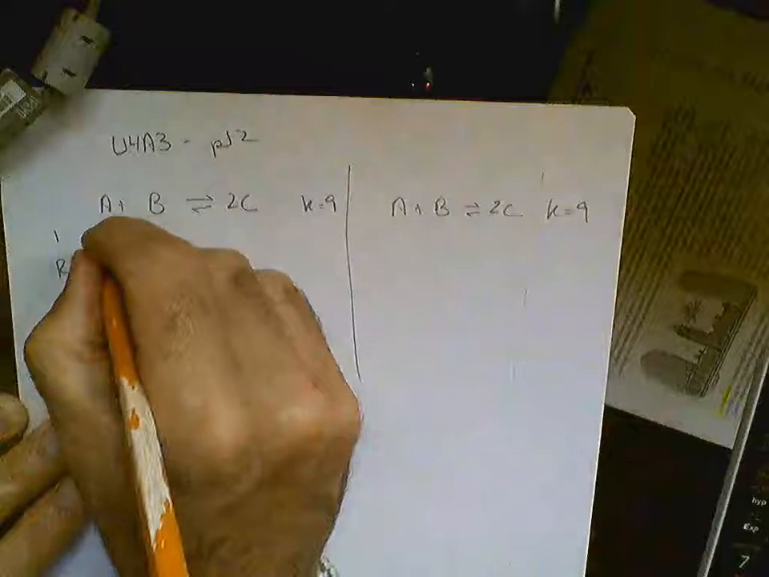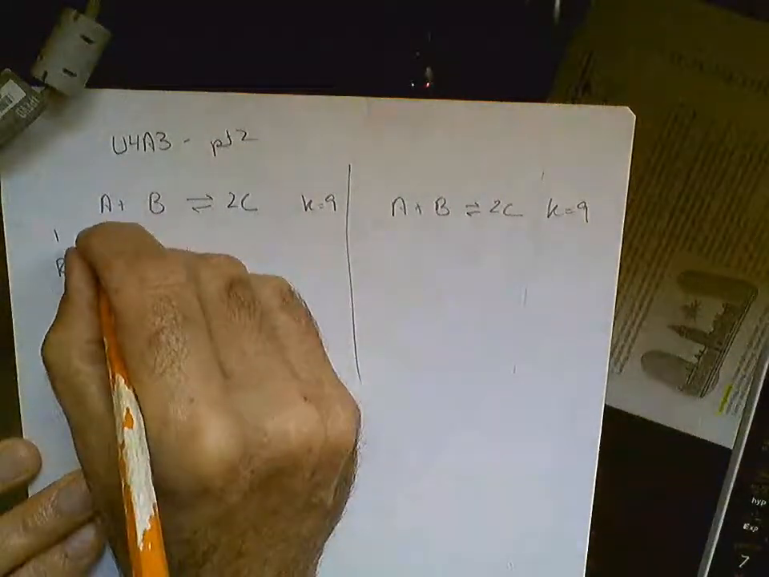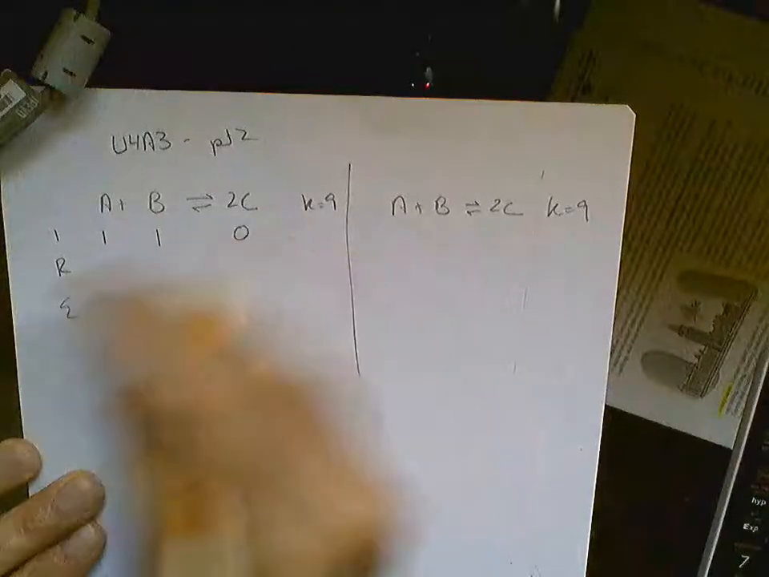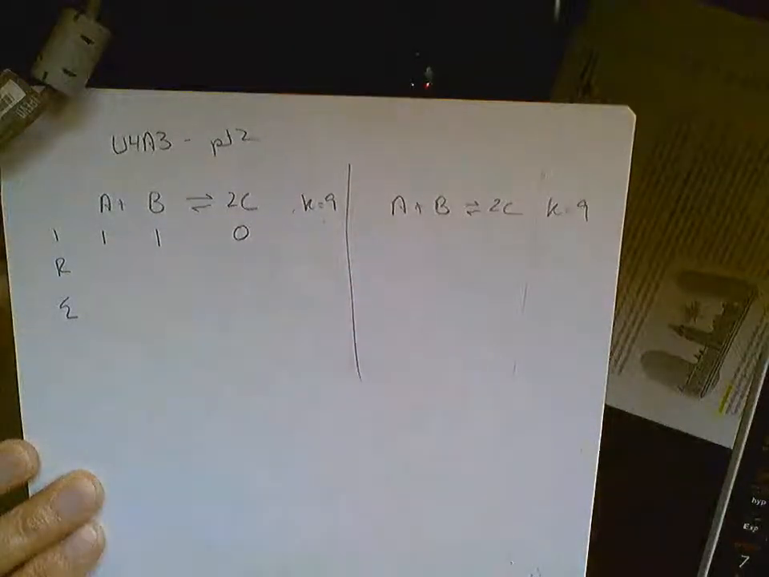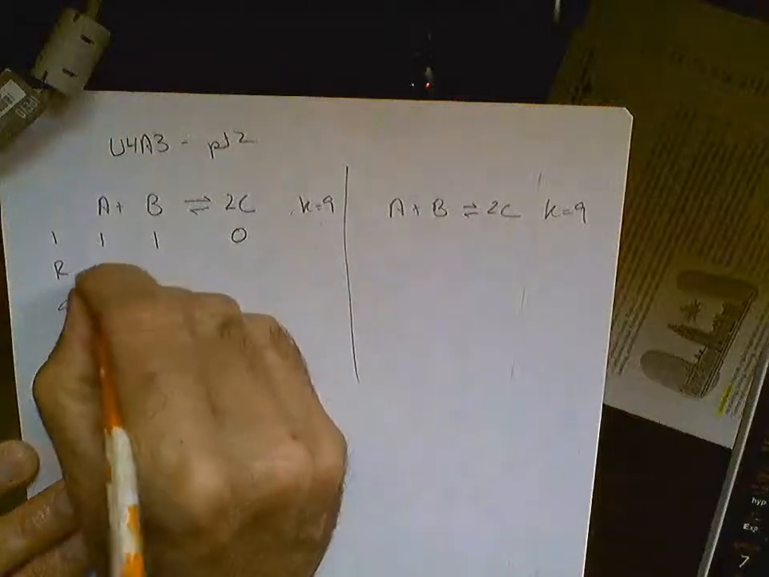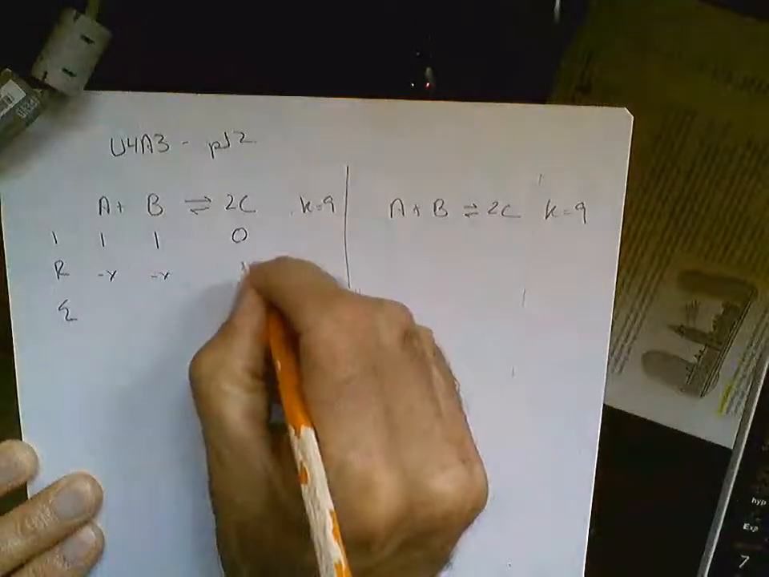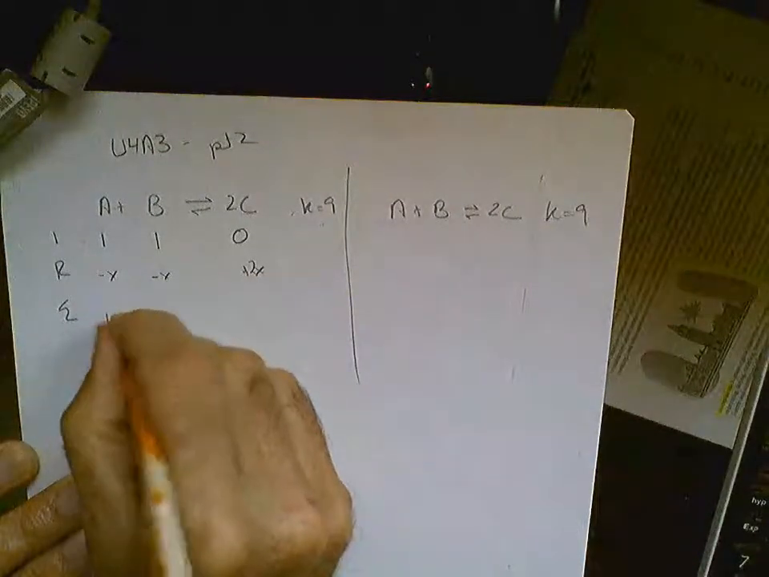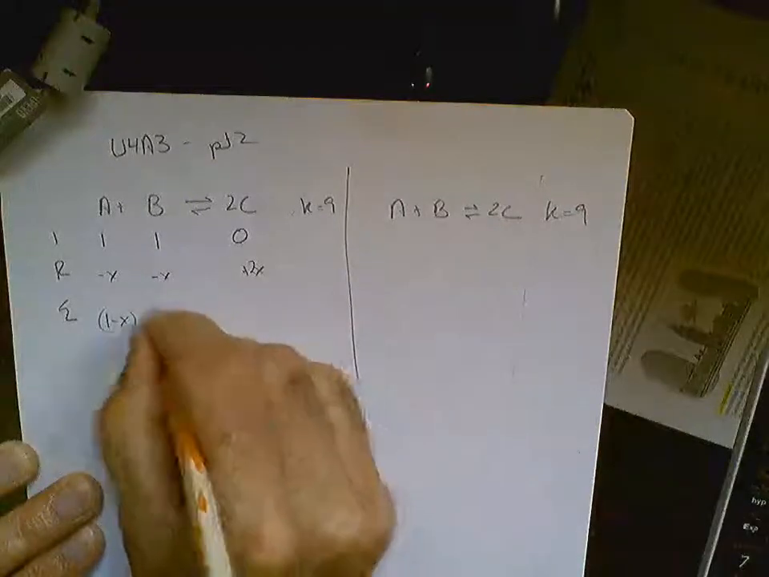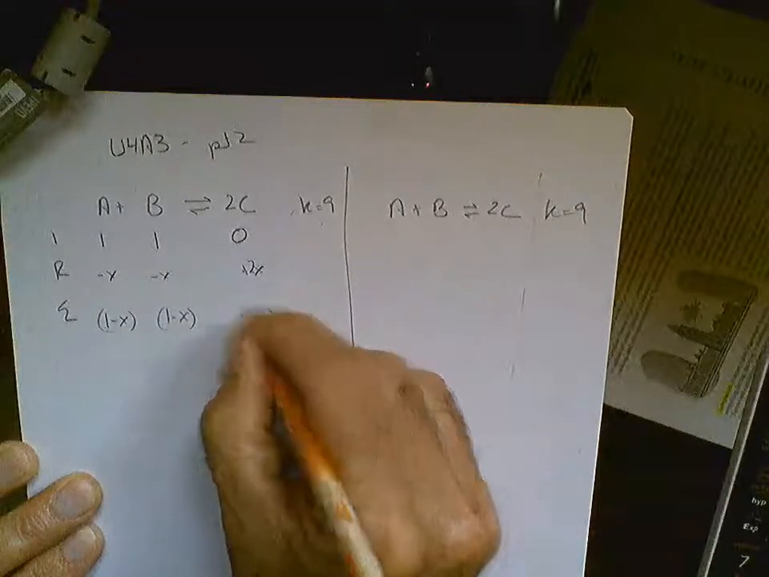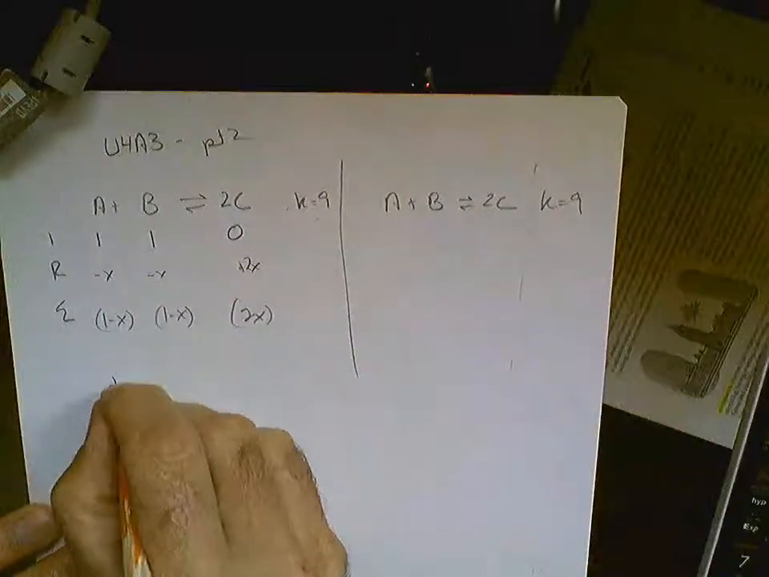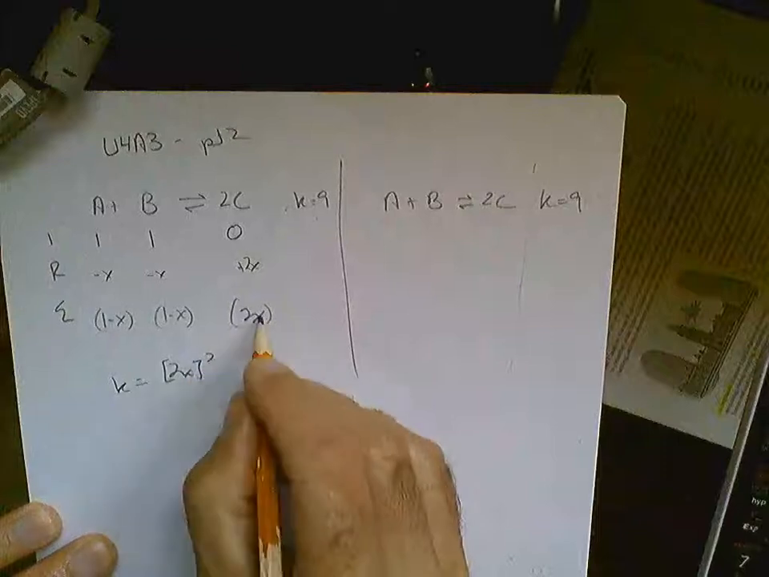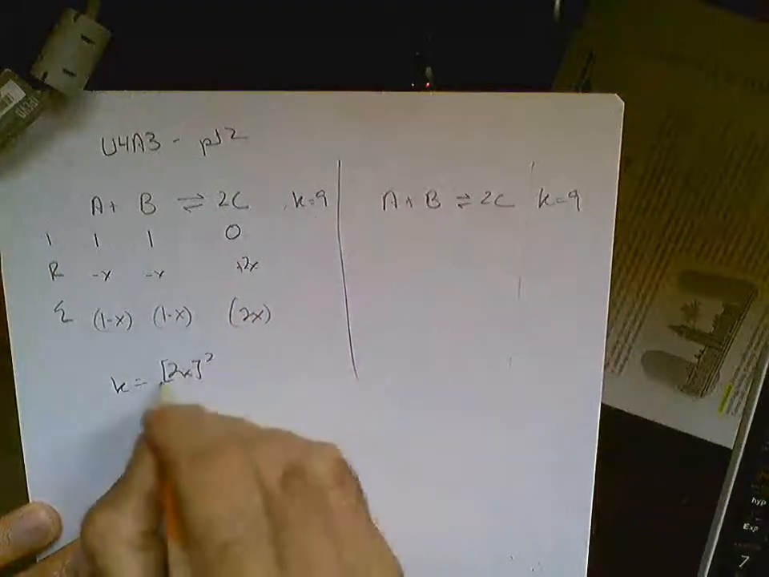Let's say initially we have 1 mole per liter of A, 1 mole per liter of B, 0 here. Let's call our K value 9. Changes: we're going to lose from this side, we're going to gain from this side. So it's 1 minus x, 1 minus x, 0 plus 2x is 2x. We're going to set up our K chart, products over reactants. Remember, if we have a 2, we've got to square it.